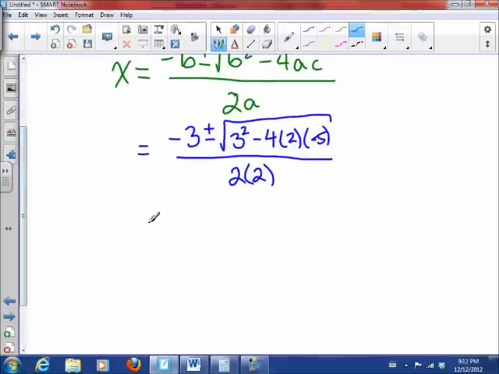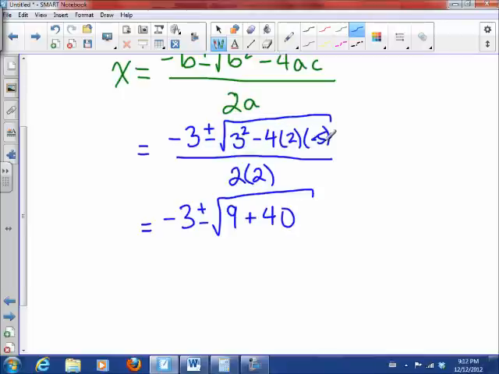I really encourage you to take this step by step. So negative 3 plus or minus, and we're going to work in the square root first. 3 squared is 9, minus 4 times 2 is 8, times 5 is 40, and we have minus negative, so that'll be plus 40. Negative negative makes it a plus, and that'll all be divided by 4, because it's 2 times 2.